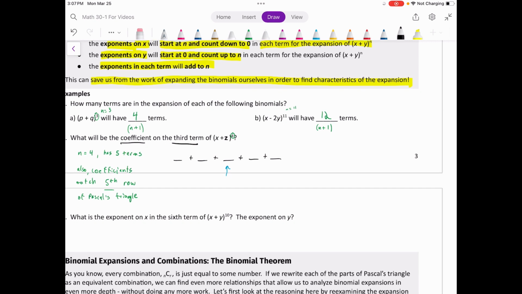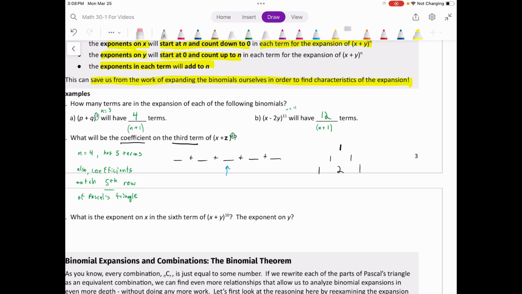Like, again, the first row of Pascal's triangle is just a 1. That represents when n is 0. Sure enough, x plus z to the power of 0 would just be 1. So it does have a coefficient, but the coefficient's just 1. The second row matches when we have x plus z to the power of 1, and sure enough, it would just be x plus z, 1x plus 1z. When x plus z is squared, we get the third row of Pascal's triangle, 1, 2, 1. Okay, and again, we would know that we would get x squared plus 2xz plus 1z squared.